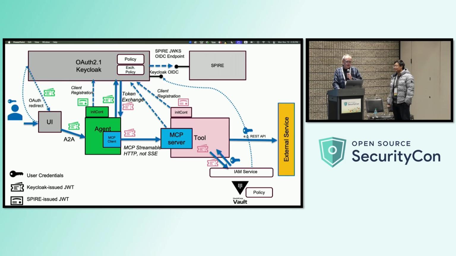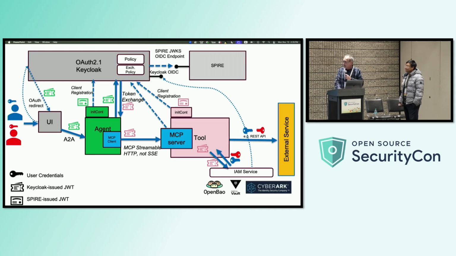Okay, so if we have this working, there is no problem introducing multiple users. Each different user would get a different level of credentials in this exchange. And of course, we don't have to use Vault. We can use any IAM service, Identity and Access Management, that could be OpenBao or CyberArk or any other solution. Okay, so everything should be working end to end.